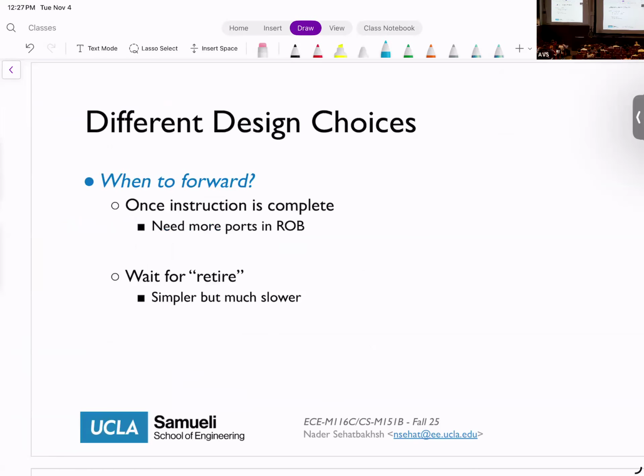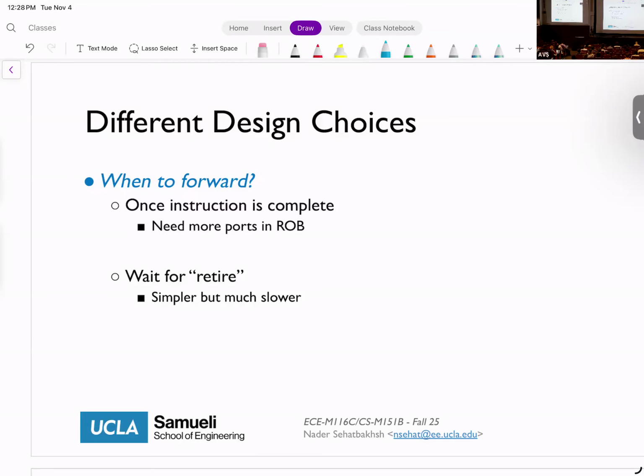For forwarding, as I said, we talked about this as well. When is a good time for forwarding? We can forward things when the instruction is complete, but this means that the ROB design will be more complicated. But you can also make it very simple and say, I don't do forwarding at all. I let the instruction retire, and I always read the correct value from the register file, right?